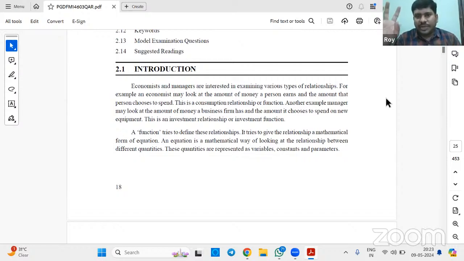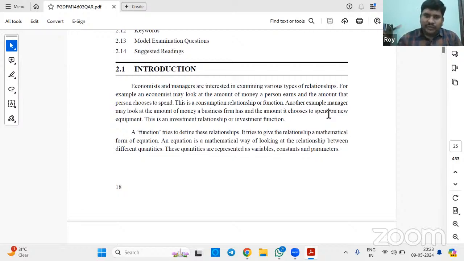Are you understanding what I'm trying to say? Are you all there? Hello? Yes. Are you understanding the importance of the equation? This is how the equation is framed. This is how the function is framed. This is how we frame the variables and the constants.